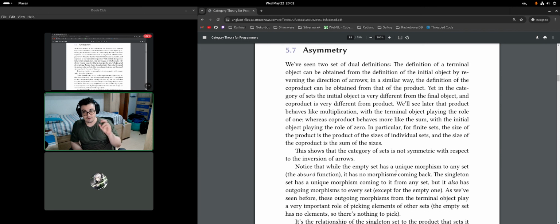So Either Boolean Boolean, how many options can you have there? You can have four. But if you have Either Void Boolean, and this is a product, and it's saying that the size is the size of the individual sets. So we're going to have Either Void Boolean, where the size of the Void is zero and the Boolean is two.